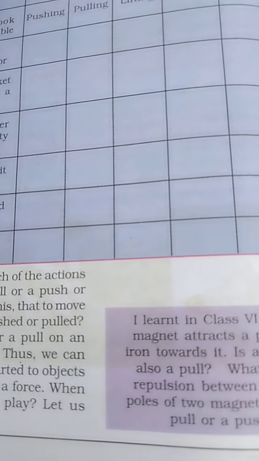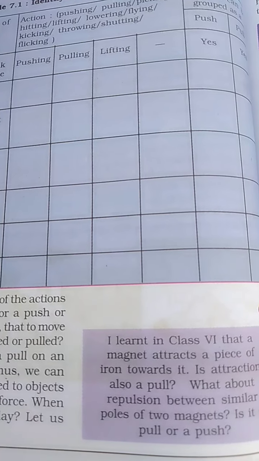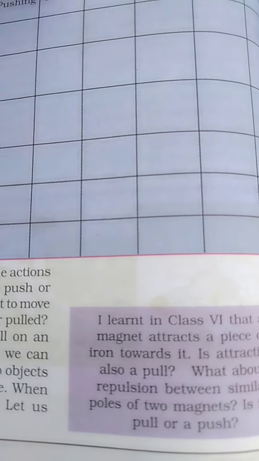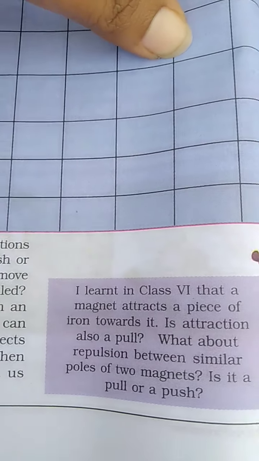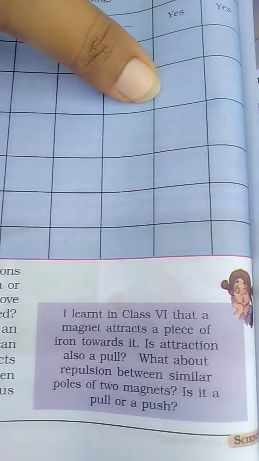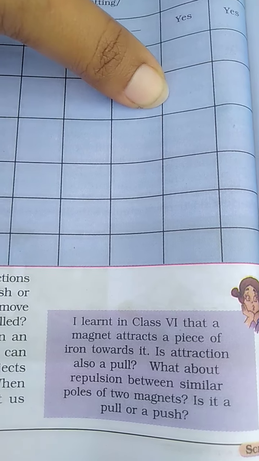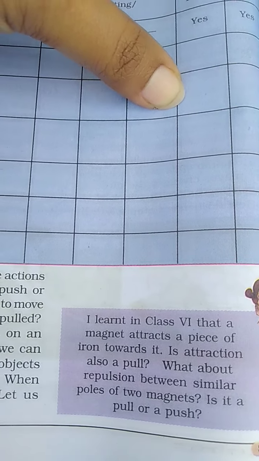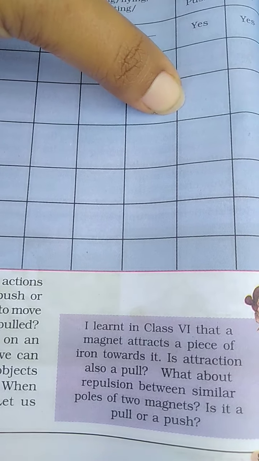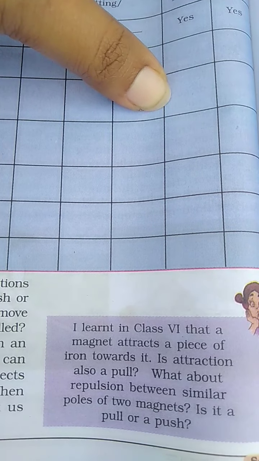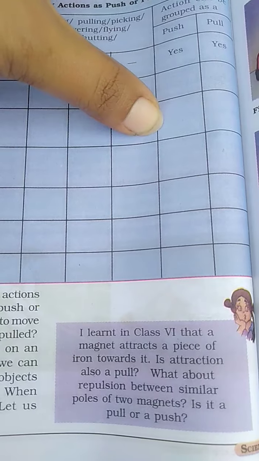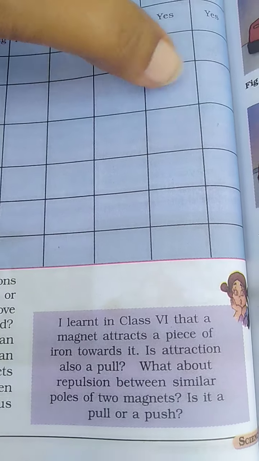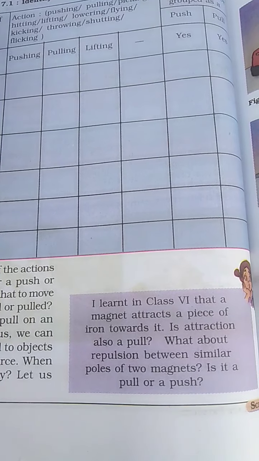Pushing, pulling, lifting, isn't it? Yes, these are the actions we do. Write those actions here, and in this case also, see, while throwing the bucket inside the well, we push. After that, to take the bucket of water from the well, we need to pull. Here also push, pull. Similarly, fill these four columns children.